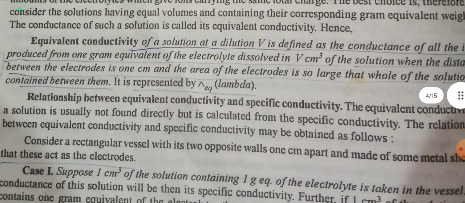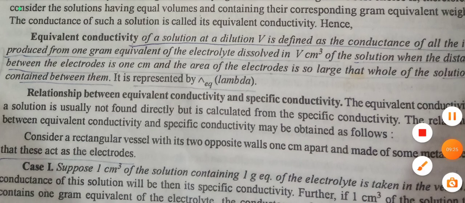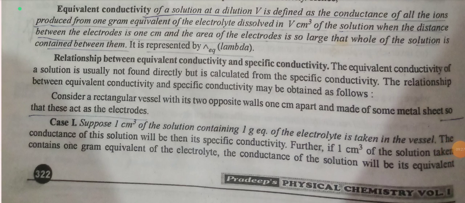Relationship between equivalent conductivity and specific conductivity. Equivalent conductivity of a solution is usually not found directly but is calculated from the specific conductivity. The relationship between equivalent conductivity and specific conductivity may be obtained as follows. Consider a rectangular vessel with its two opposite walls 1 centimeter apart and made of metal sheets so that these act as electrodes. Case 1: suppose 1 centimeter cube of the solution containing 1 gram equivalent of the electrolyte is taken in the vessel. The conductance of this solution will then be its specific conductivity.